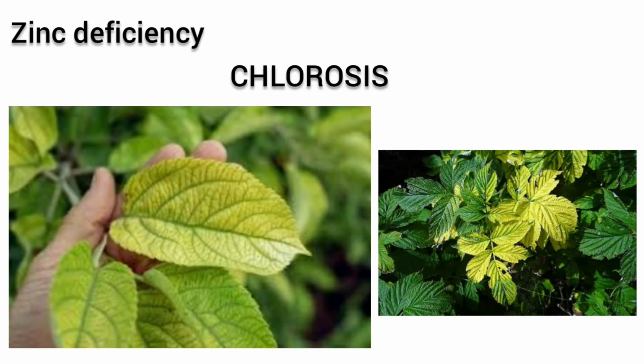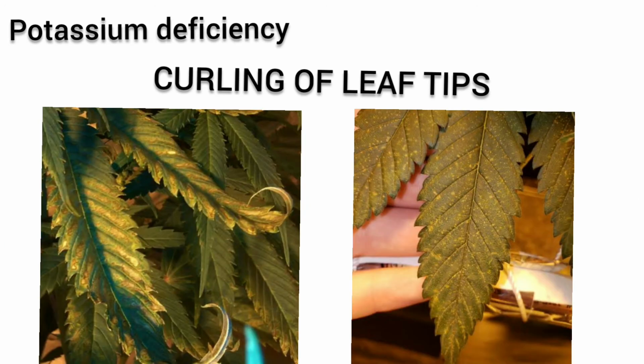Deficiency of zinc leads to a condition called chlorosis. In this condition, photosynthesis in the plant is affected. The leaves turn yellow and the leaves may become dwarf. Deficiency of potassium causes curling of leaf tips. The leaf tips start curling and the leaves turn brown with yellow spots between leaf veins.